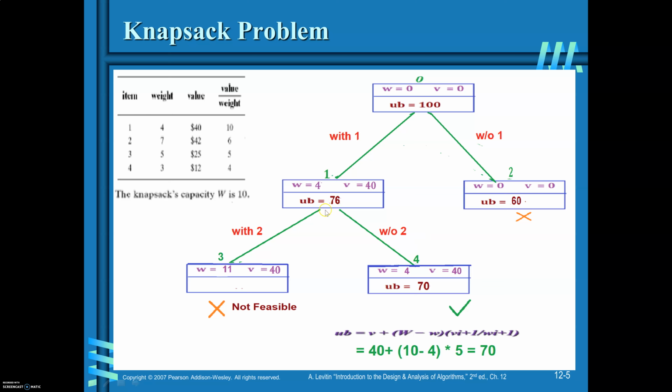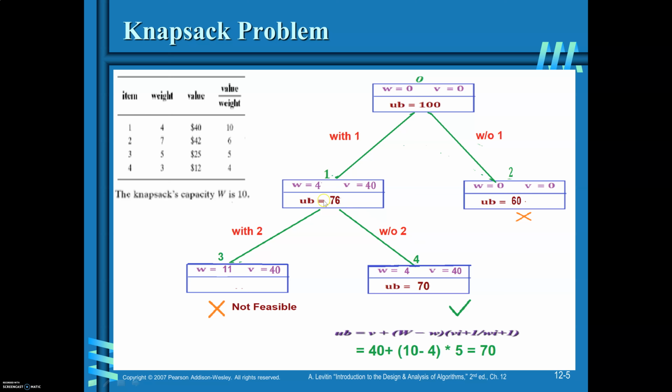Next you have to make a decision whether to consider item 2 or not. When I consider the second item into the sack, you have already included item 1 in the sack and the total weight is 4. 4 plus 7 is 11. So 11 exceeds the capacity of the sack, because the sack capacity given here is 10. If you consider the second item into the sack, the total weight will be 11, which exceeds the capacity of the sack. So this is not feasible. Then we'll see without considering the second item.